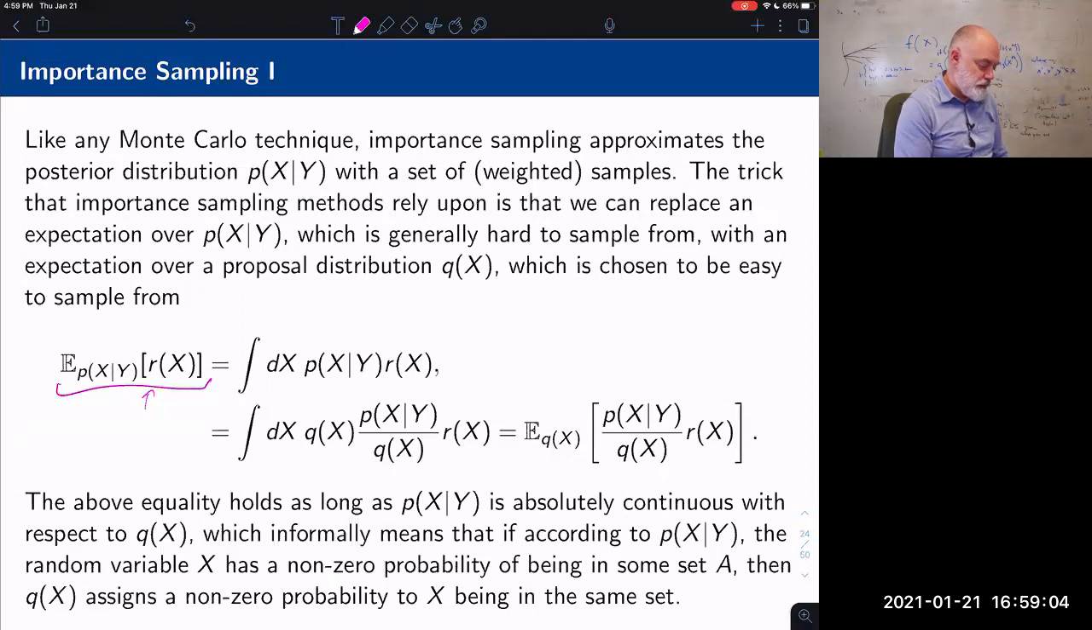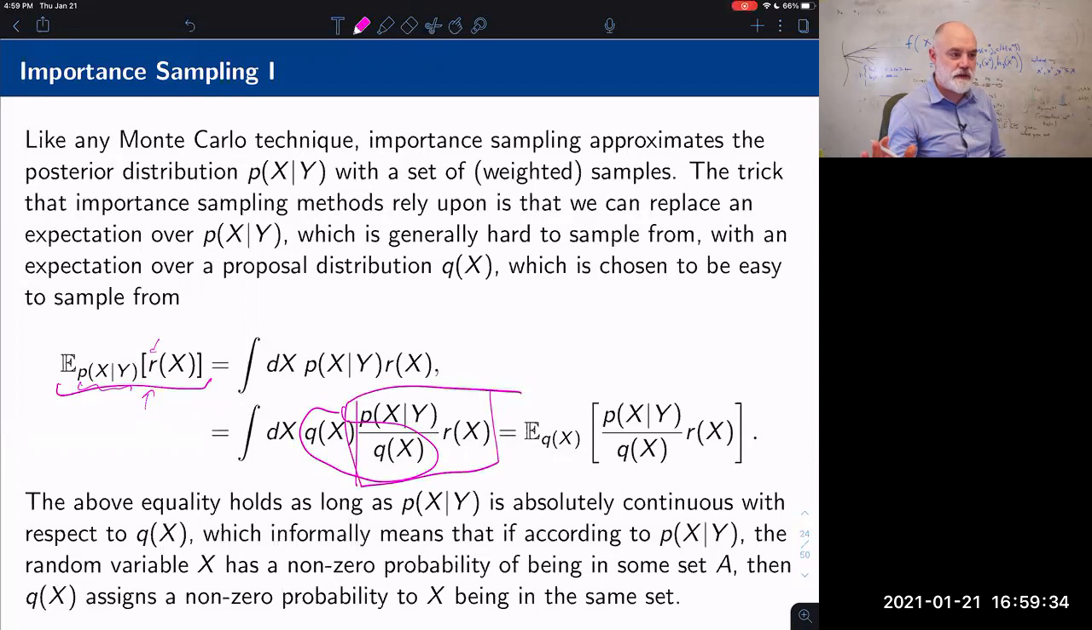So if we look at an expectation under a posterior distribution of some test function R, where X is latent and y is observed, this is just exactly how you would write out an expectation. Then probably the most advanced math that I'm really comfortable with is multiplying by 1, which is what happens right here. I'm really a fan of multiplying by 1, and it's very important in probabilistic programming and modern inference. Multiply by 1, and then note that this takes the form of an expectation of some other weighted function with respect to Q, this other distribution.